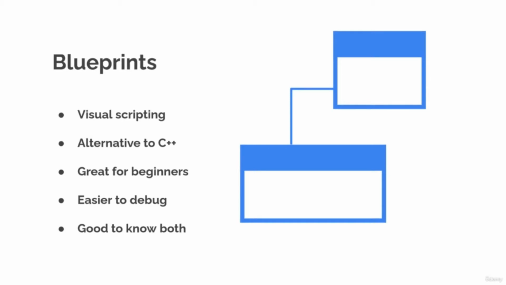In Unreal, you can either build projects and write their game functionality in Blueprints or in C++. If you're working long-term in Unreal, then it's good to know both of them. But for beginners just starting out, Blueprints are going to be a lot easier to build and debug.